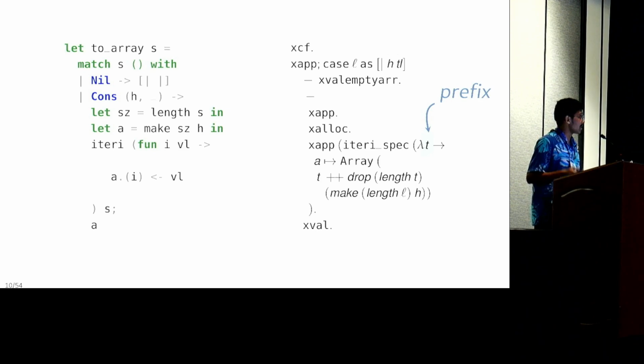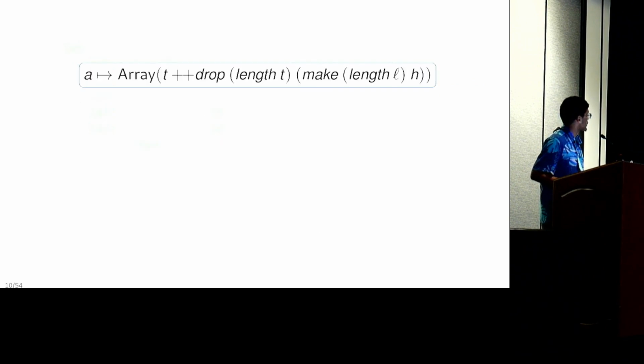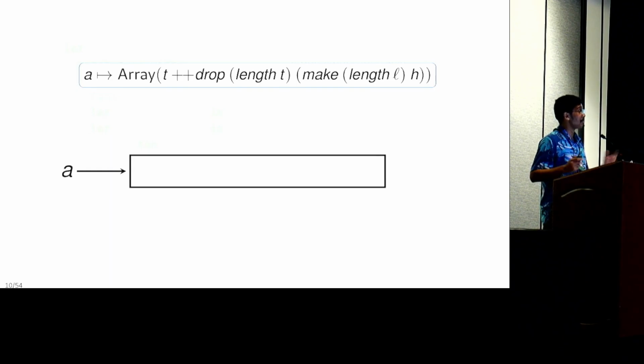In this case, the proof engineer who wrote this script has somehow come up with this invariant. I'm just going to show it up on screen here, which essentially states that over the course of the iteration, the contents of the array can be thought of as being partitioned into two halves, where the first half is equal to exactly the prefix of elements that have been visited so far, and the remainder is simply a repetition of this default head value.